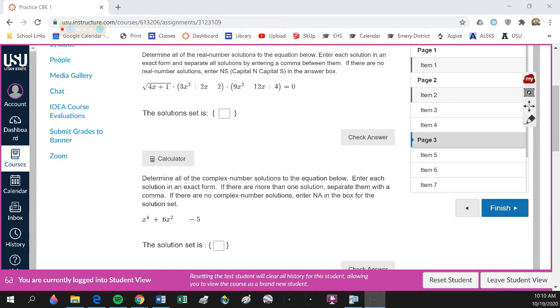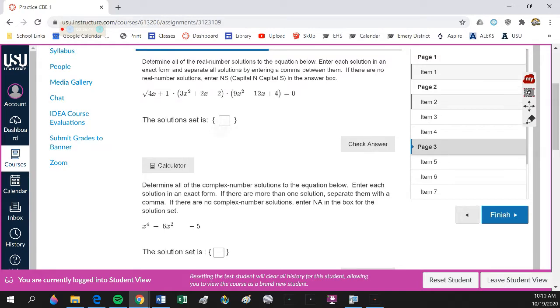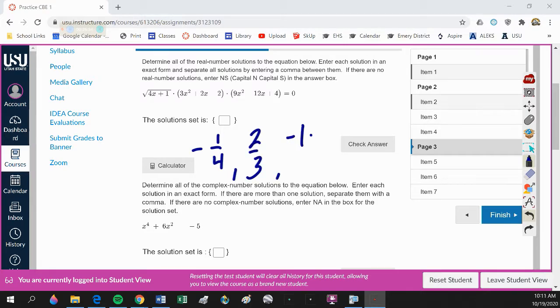Okay. So you would type in negative 1/4, 2/3, and then what was that? Negative 1 plus root 7 over 3. Yeah. You just don't type in that third one or the fourth one.